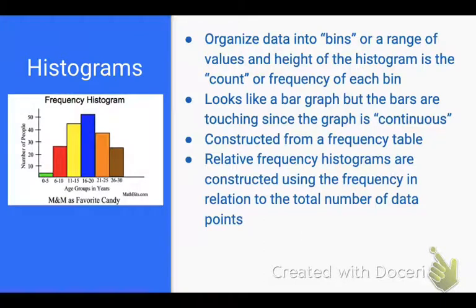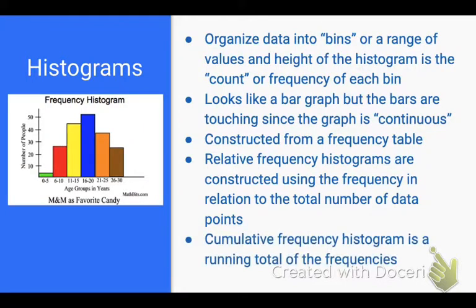A relative frequency histogram is constructed using the frequency in relation to the total number of data, and I have an example of that in just a second that we'll look at. And then we also have a cumulative frequency histogram, which is a running total, meaning that we're adding a previous group to the next group. And again, we'll look at an example of that in just a second.